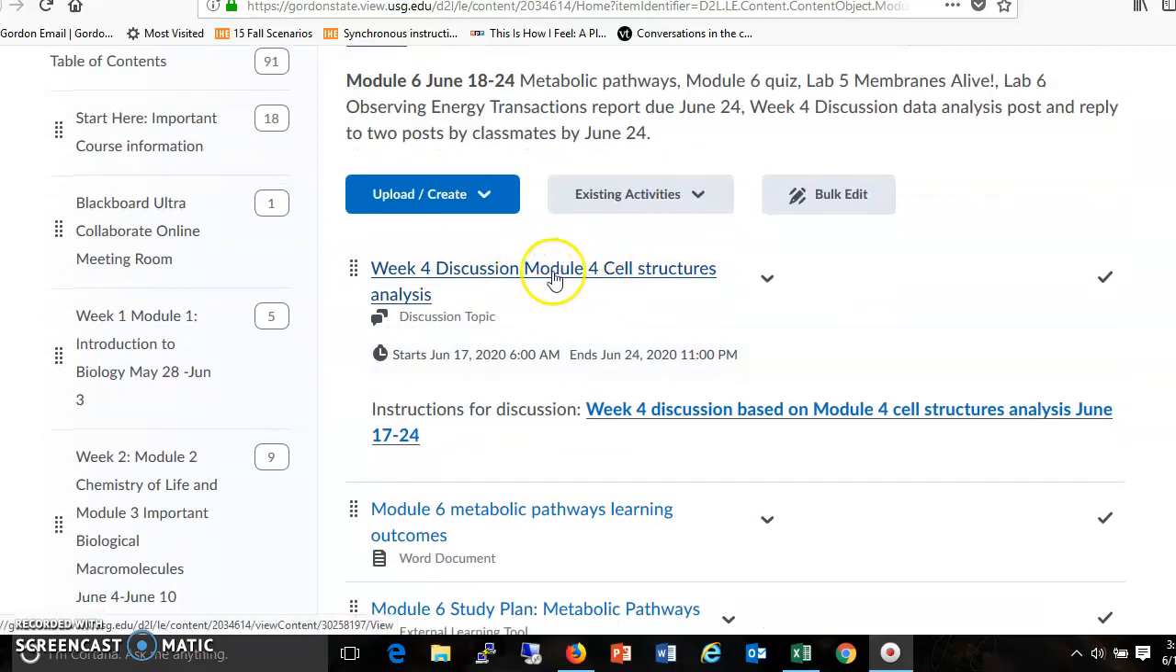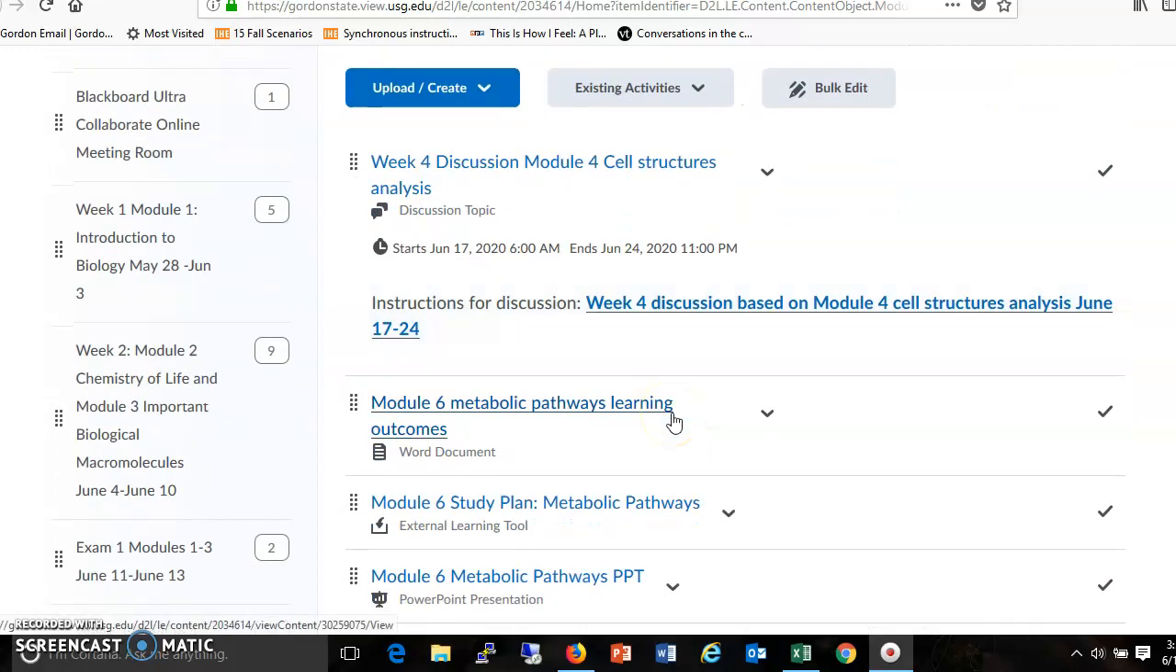There's also a module discussion that's really coming from module 4. It's about cell structure analysis, so I'm giving you a scenario, and you're going to figure out what cell structures I'm referring to, and then you can discuss that and respond to 2 other classmates and see whether you all agree or don't agree, but just discuss it.